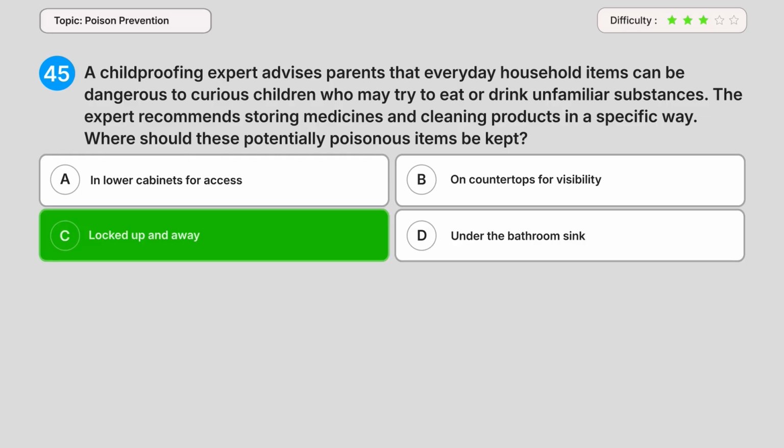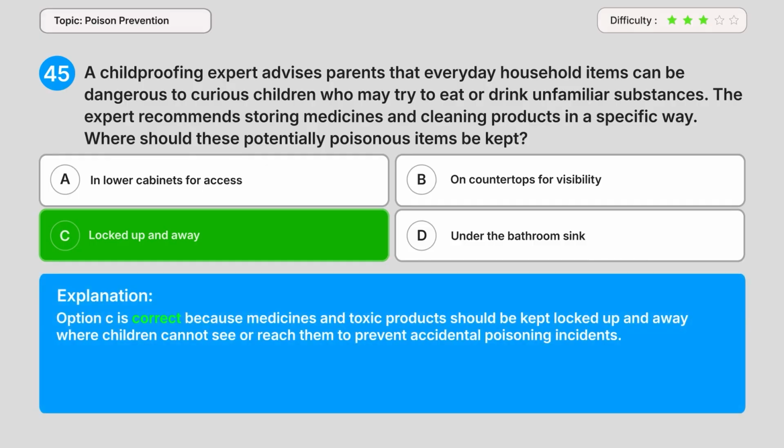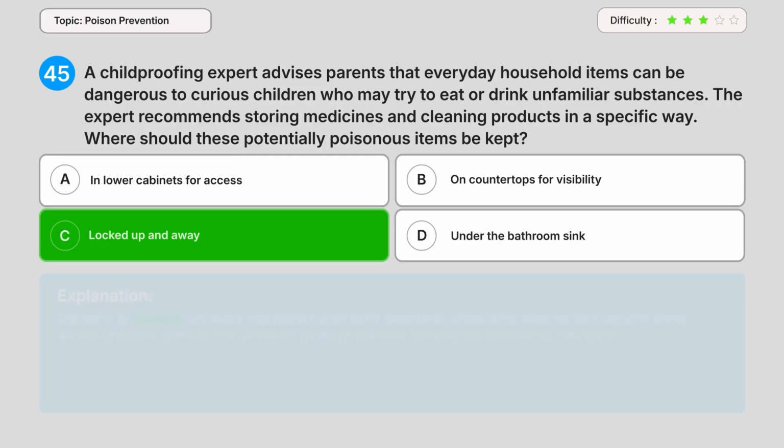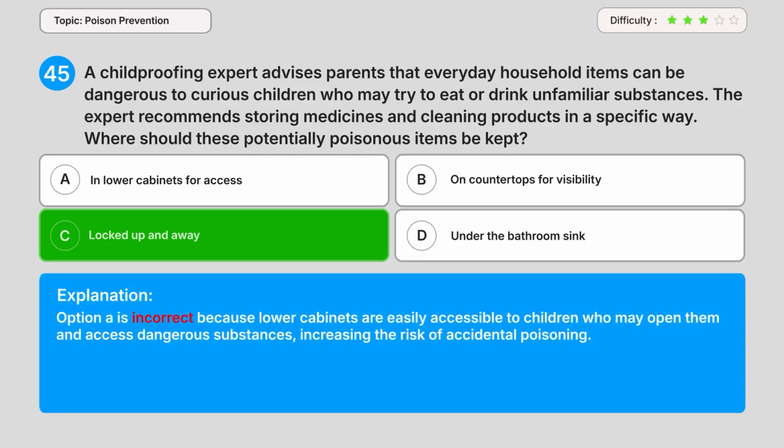Correct answer, C. Locked up and away. Explanation: option C is correct because medicines and toxic products should be kept locked up and away where children cannot see or reach them to prevent accidental poisoning incidents. Option A is incorrect because lower cabinets are easily accessible to children who may open them and access dangerous substances, increasing the risk of accidental poisoning.